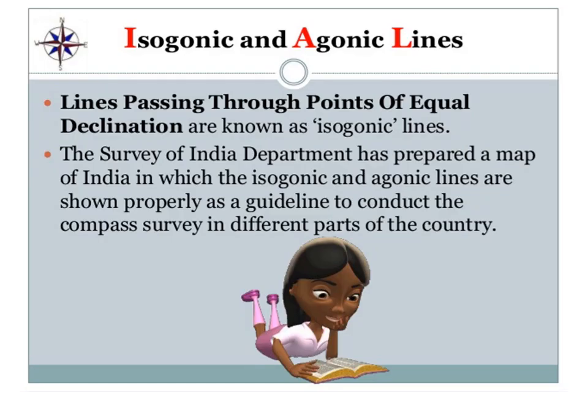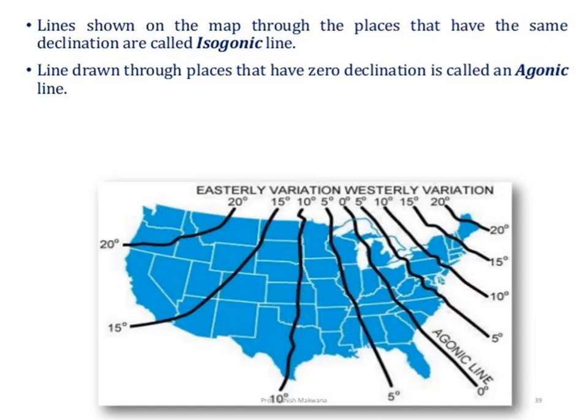In this slide we are going to see another term, that is isogonic and agonic lines. The lines passing through points of equal declination are known as isogonic lines. The Survey of India department has prepared a map of India in which the isogonic and agonic lines are shown properly as a guideline to conduct the compass survey in different parts of the country. The lines shown on the map through the places that have the same declination are called isogonic lines, and the line drawn through places that have zero declination is called agonic line.